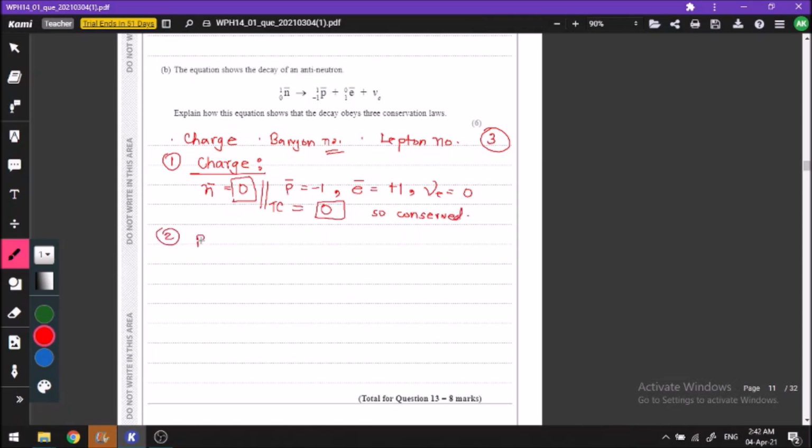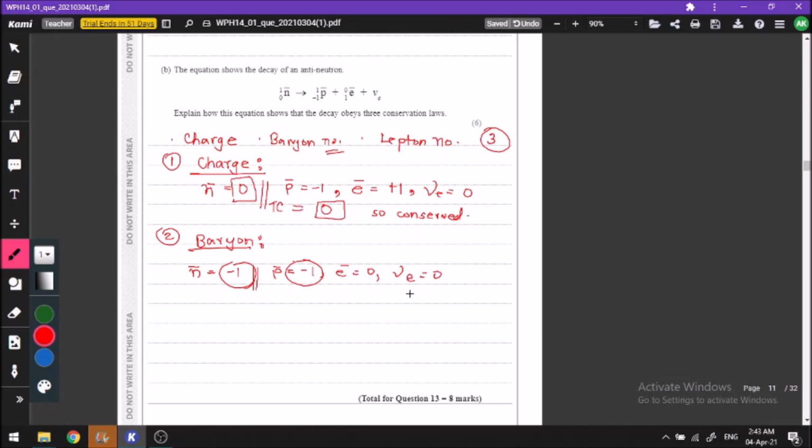Next, let's move on to baryon number. Before the decay, the baryon number of the antineutron is -1. The baryon number of the antiproton is also -1. The baryon number of the positron is 0, and the baryon number of the neutrino is also 0. So the total baryon number before the decay is -1, and after the decay it is -1 plus 0 plus 0, which is also -1. So the baryon number before and after the decay is conserved.